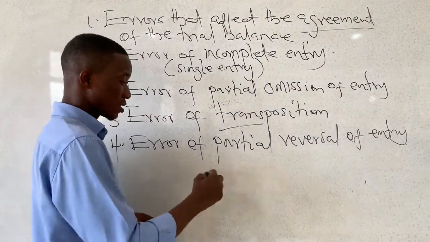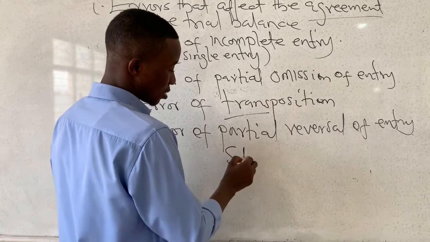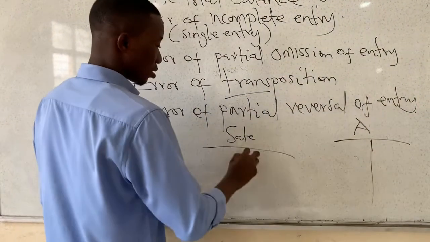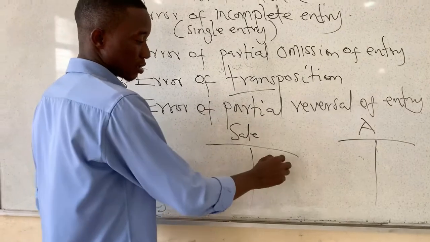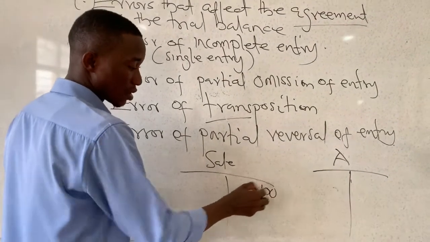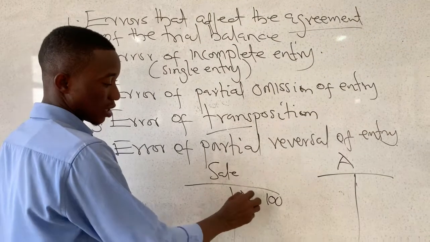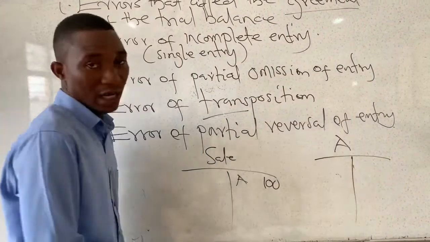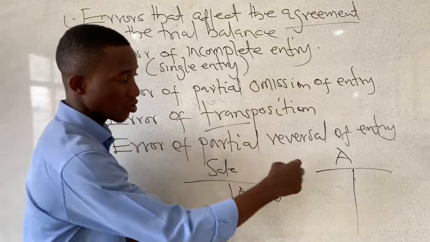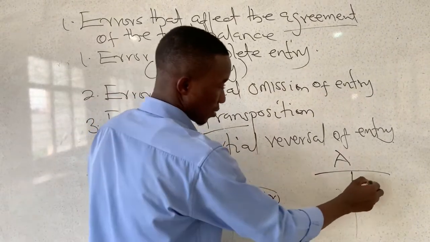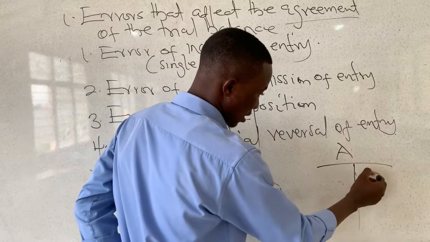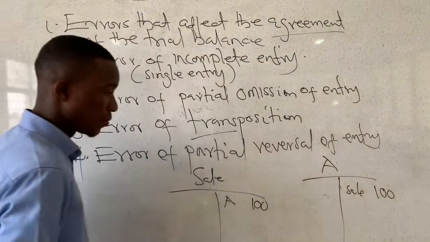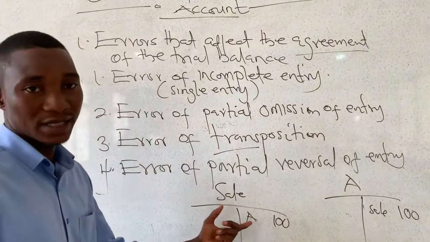we still have our sales to customer A. We credit sales. Let's say the amount still remains 100 cedis, in the name of customer A. Instead of debiting customer A's account, we've reversed customer A's account. Instead of debiting, we credited it in the name of sales, 100. It means that we've made a double credit.